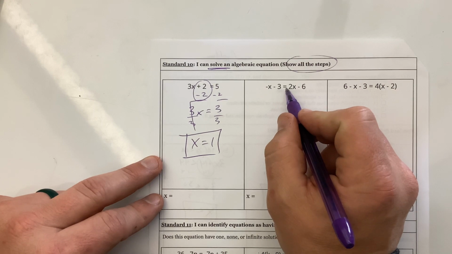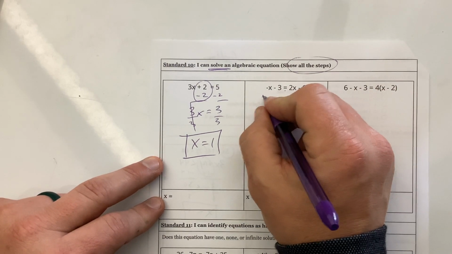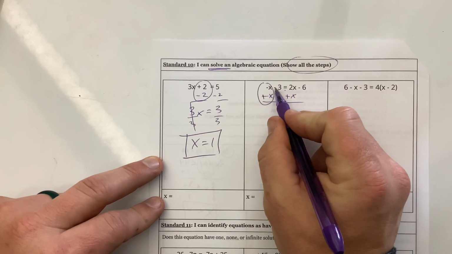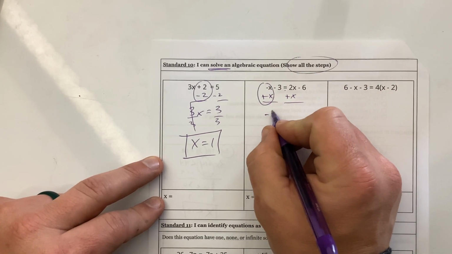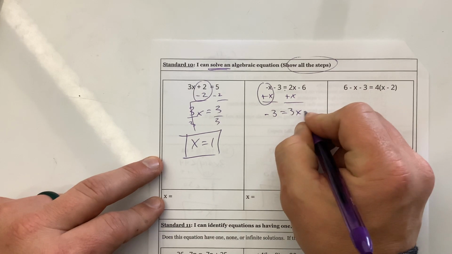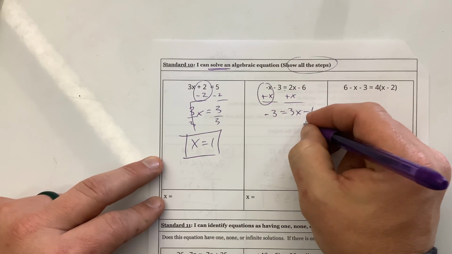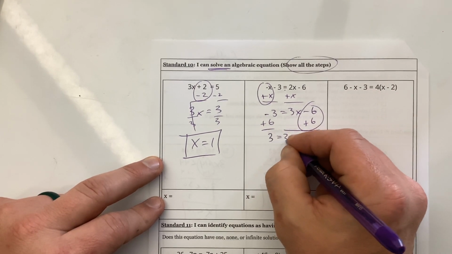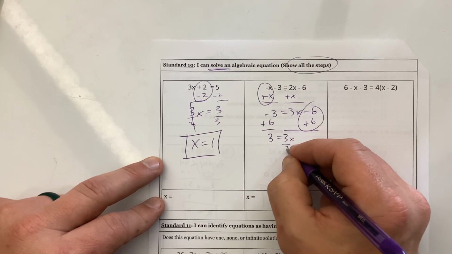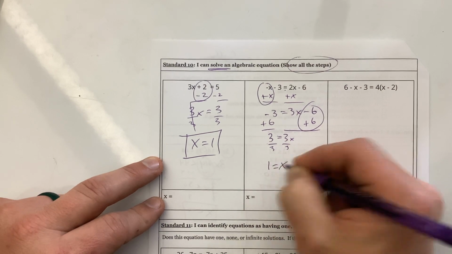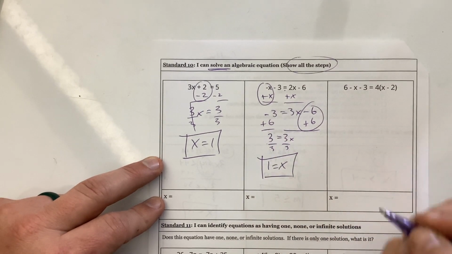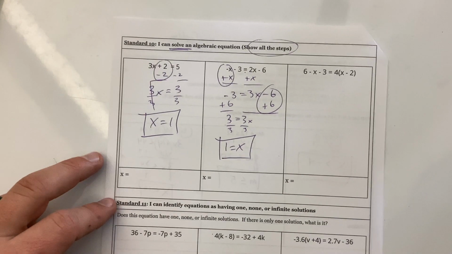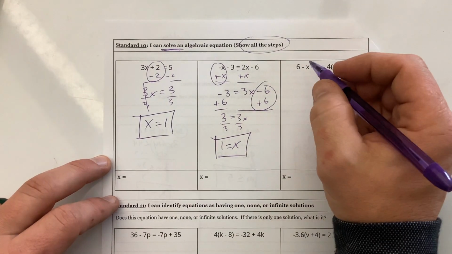Minus x minus 3 equals 2x minus 6. I'm going to add x to both sides. Don't lose this minus sign. It's now -3 equals 3x minus 6. Add 6 to both sides. 3 equals 3x. That looks just like the last problem. 1 equals x, or x equals 1. Classic math teacher trick. Make the first 2 problems have the same answer. Everybody thinks they did it wrong.